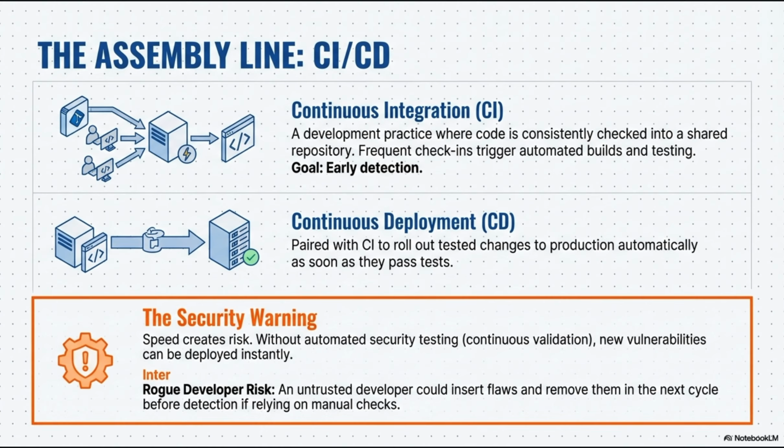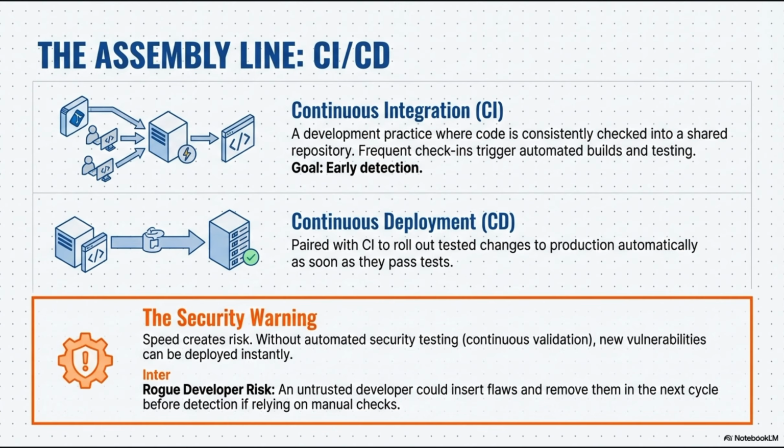The goal of this is early detection of any sort of security vulnerabilities, because you can easily look at the code that's there and audit it and deploy it if you would like to. Then we have CD, which is continuous deployment, which is paired with CI to roll out tested changes to production automatically as soon as they pass tests. So that is, after you CI it, after you put all your stuff into a shared repo, you can then deploy it all at once.